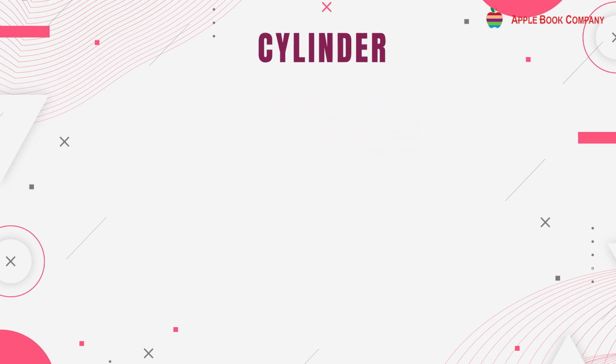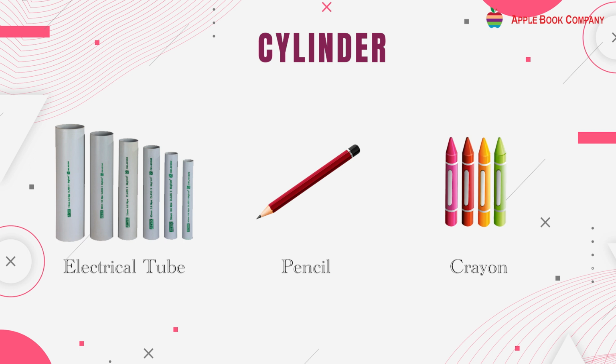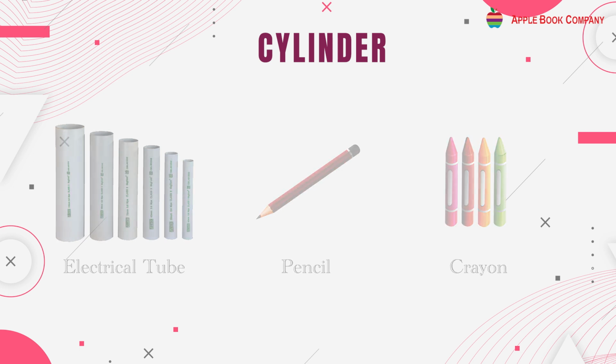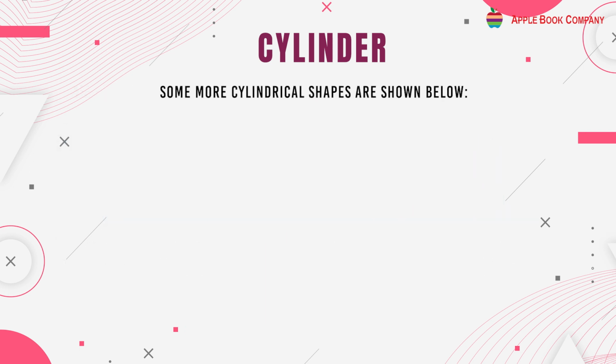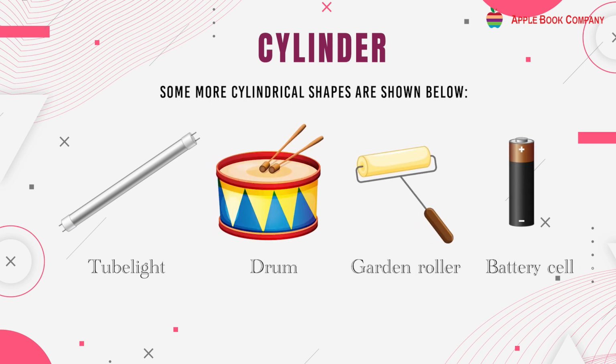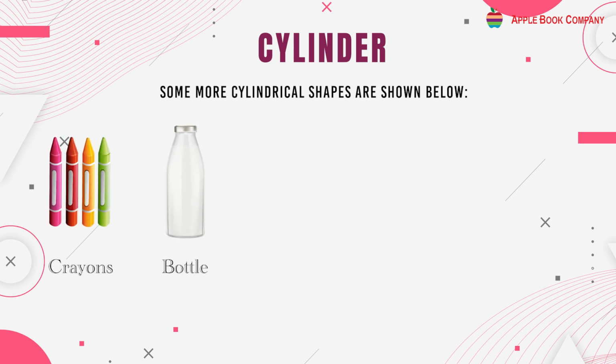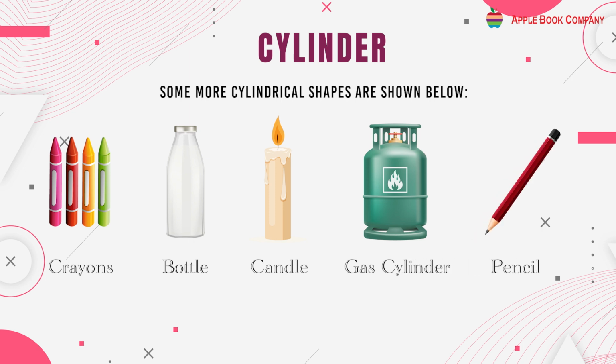Cylinder. Look at the electrical tube, pencil, crayon, etc. They are of cylinder shape. Some more cylindrical shapes are shown below. So you all have a tube light, electric tube, right? It is cylindrical in shape. Then you have a drum, a garden roller, a battery cell, crayons, water bottles, candle, gas cylinder, pencil. So you know how a cylinder looks like.